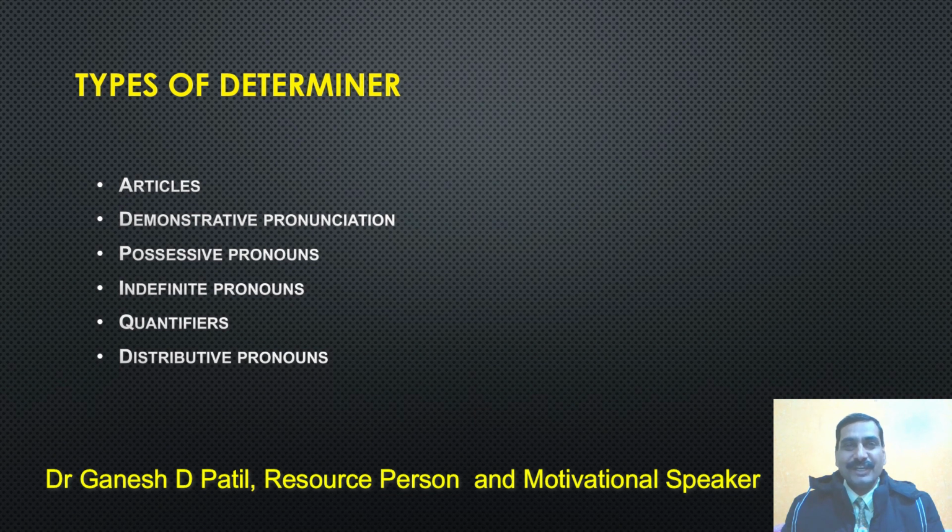There are various kinds of determiners. Determiners include articles, demonstrative pronouns, possessive pronouns, indefinite pronouns, quantifiers, and distributive pronouns. At times, adjectives can also be determiners. They also determine the quality or quantity of things.